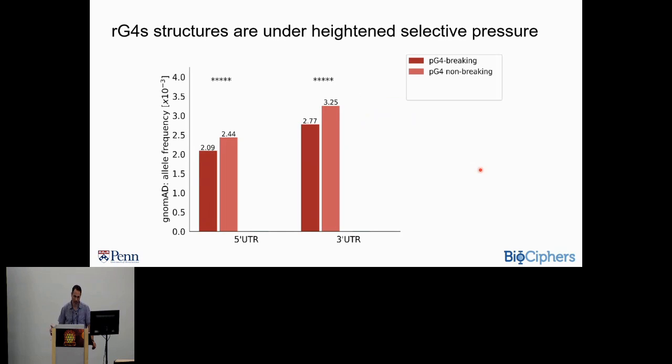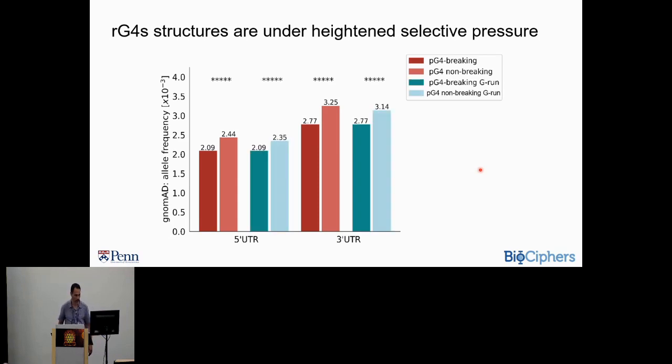So then we went back to population genetics and we said, let's look at allele frequencies in gnomAD and see whether there's a difference. And we're looking at variants that are breaking or not breaking the PG4s. PG4 stands for putative. And so you can see here clear differences, statistically significant. And now you can say, oh, maybe you're hitting the Gs or not hitting the Gs. So now we're subsetting it only on variants that hit G-runs, either breaking it or non-breaking it. And again, you see a very clear trend of differences. So again, negative selection, again, breaking them.